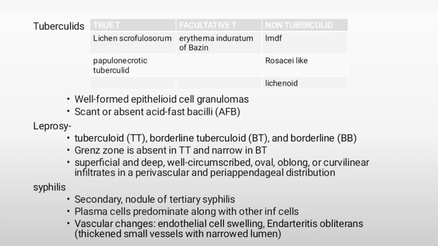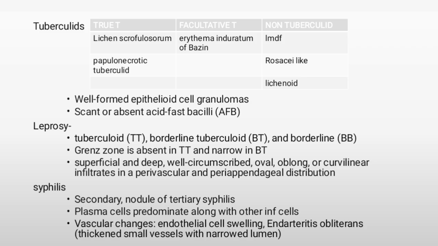So in tuberculoid leprosy (TT pole), the Grenz zone is absent, while in borderline tuberculoid (BT pole), a narrow Grenz zone is present. A typical granuloma of leprosy can be defined as a superficial or deep, well circumscribed, oval, oblong, or curvilinear infiltrate in a perivascular or periappendageal distribution.